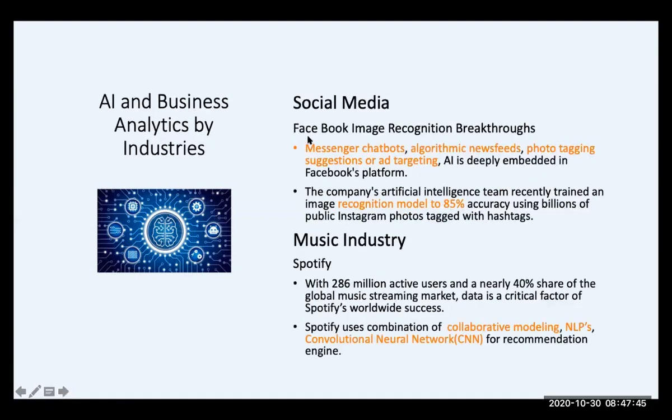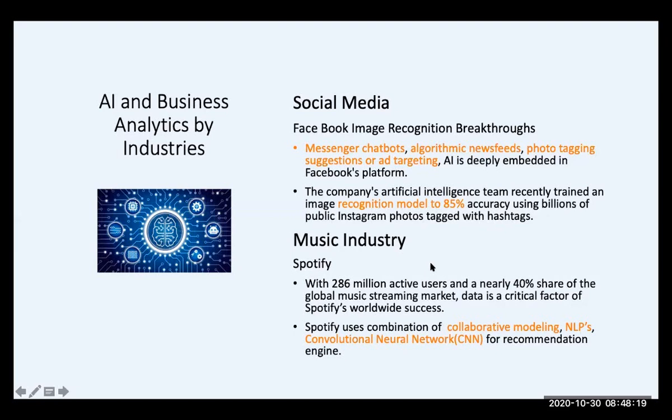Social media, Facebook. Most of the people are on Facebook nowadays: Facebook's image recognition breakthroughs, Messenger chatbots, newsfeed. I gave the example of the newsfeed at the start as well, and photo tagging, friend suggestions, and all those things are part of AI. A company's AI team recently trained an image recognition model to 85% accuracy using billions of public Instagram photos tagged with hashtags.